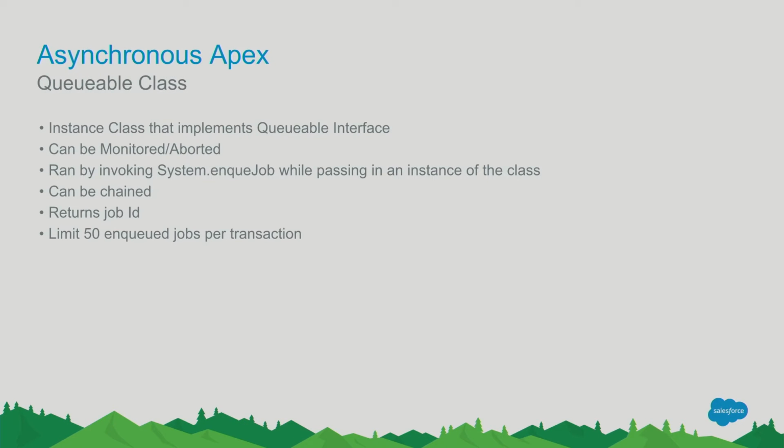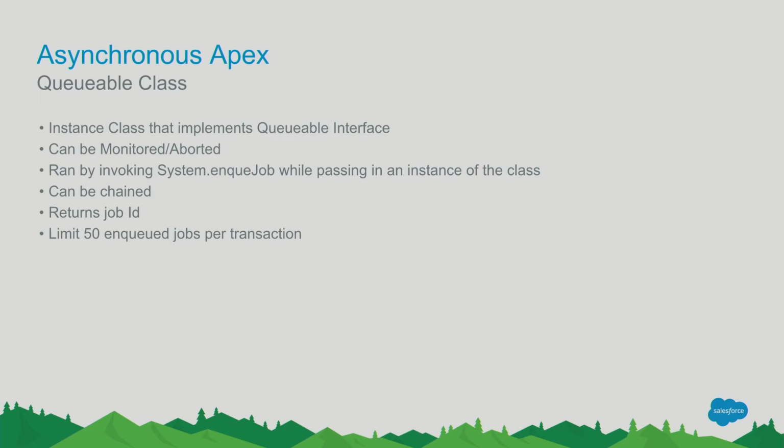And that leads us to Queueable class. So a Queueable class is very similar to a future method. Instead of being just a method, it's actually an instance class, and that instance class implements the Queueable interface. It can be monitored or aborted, so we can actually do stuff with that class while it's on that future queue or while it's being run. And we run it by invoking System.enqueueJob while passing an instance of the class.